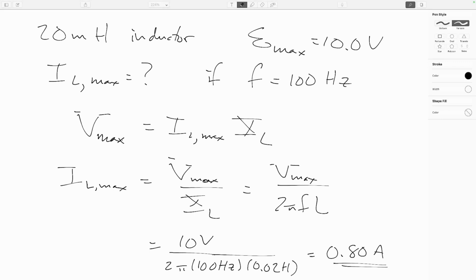All right, so in the next video, we'll take a look at LC circuits, and specifically, we'll look at one where there is no external EMF source. And then we'll take a look, finally, at series circuits that have an external EMF source, a resistor, an inductor, and a capacitor.